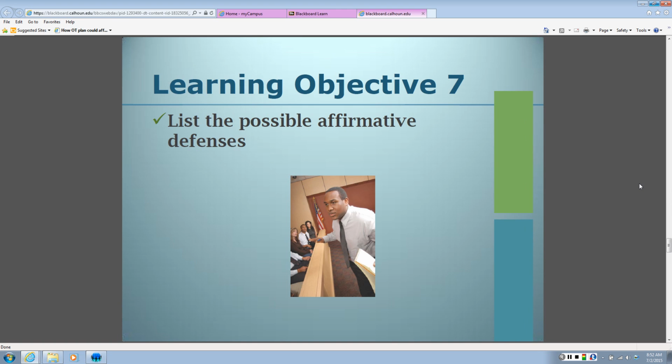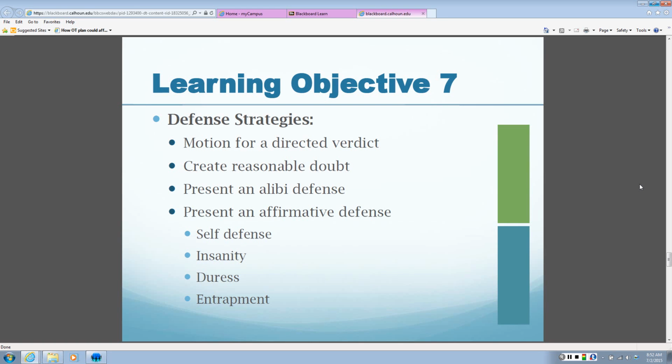It also talks about the defenses that are used, and the strategies that are used for defense, typically once the prosecution gets to present their case first. Why? Because they have the burden of proof. The prosecution must prove you guilty beyond a reasonable doubt. The defense actually has no burden of proof whatsoever.